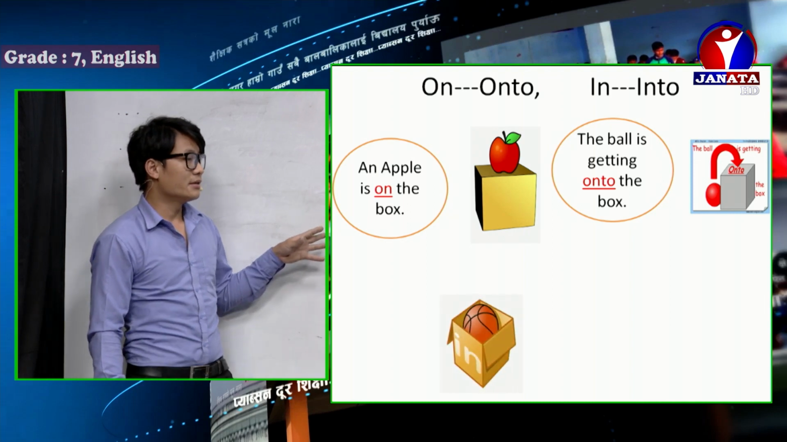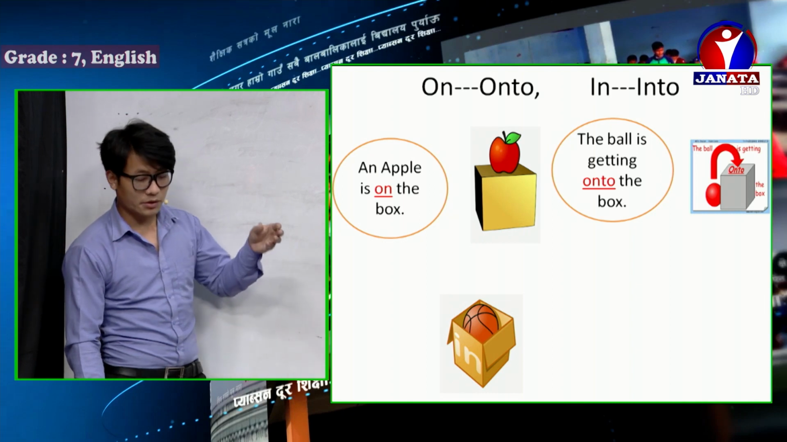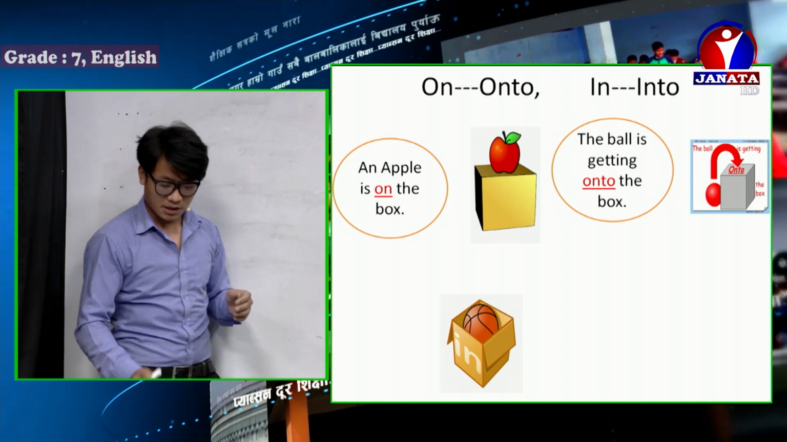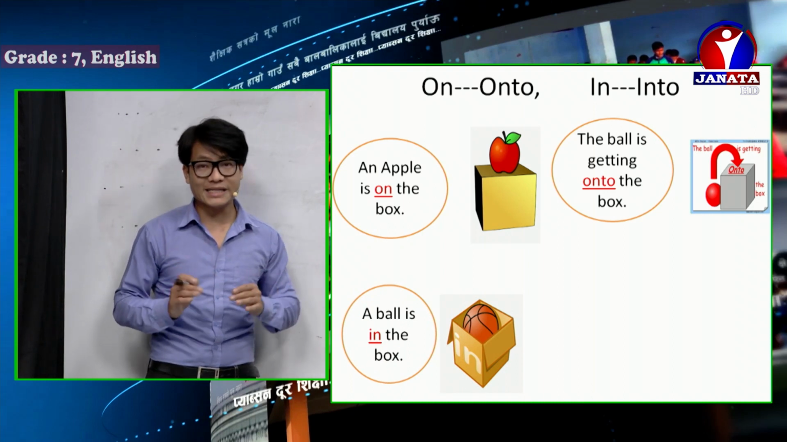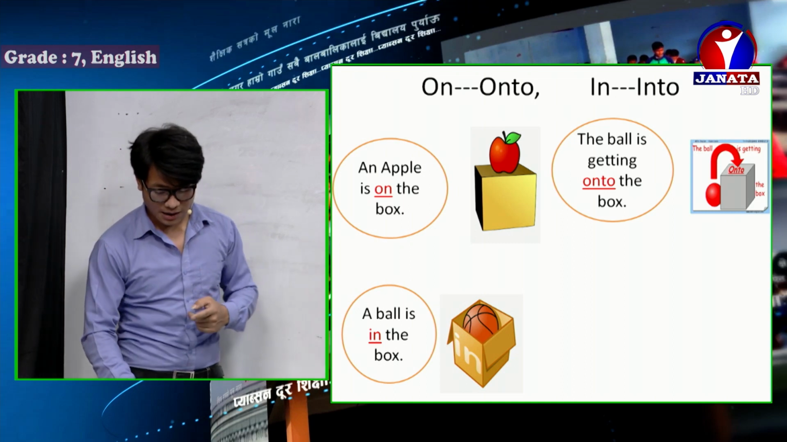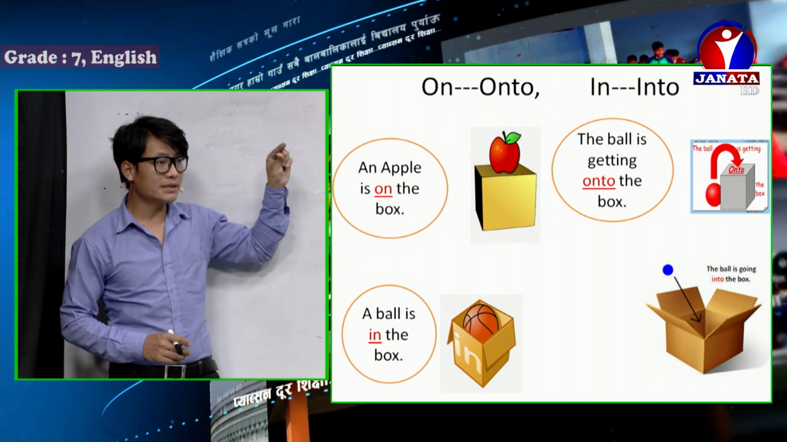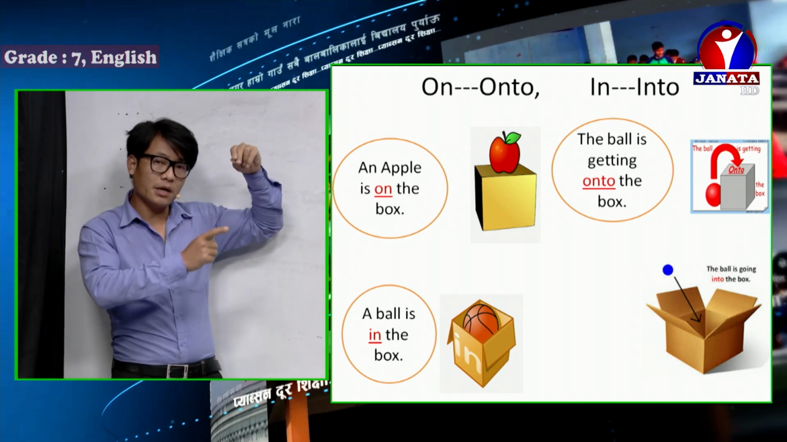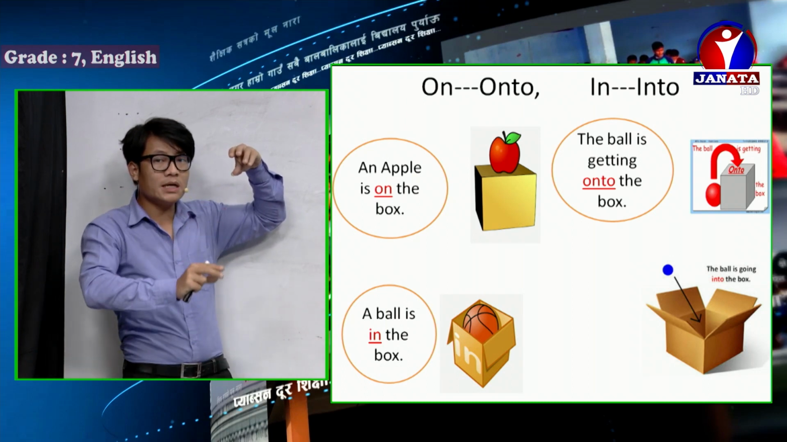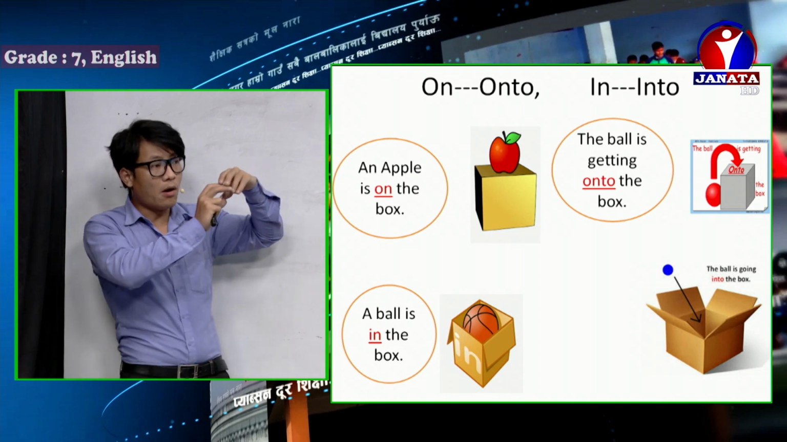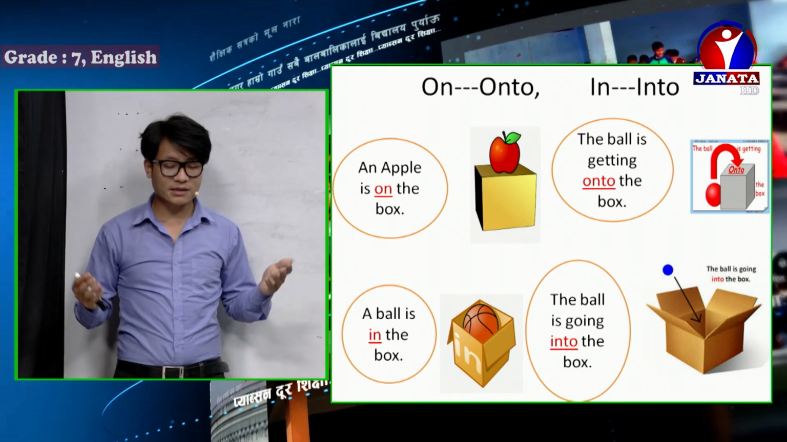Next picture, see this. You can see a ball and a box, and you can see the ball is inside the box. So we use here, a ball is in the box. Now let me give you another example. See, a box is there and a blue ball is there and there is a black arrow. And this black arrow shows that the ball is going to be inside the box. In such a case we use, the ball is going into the box.